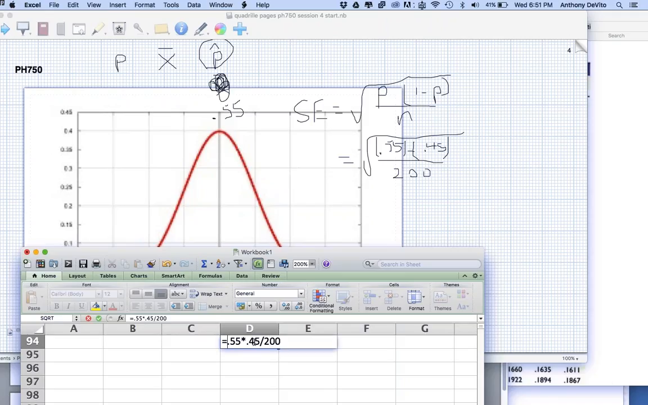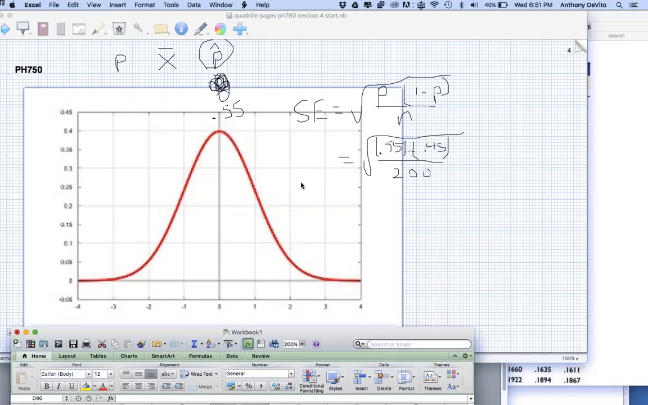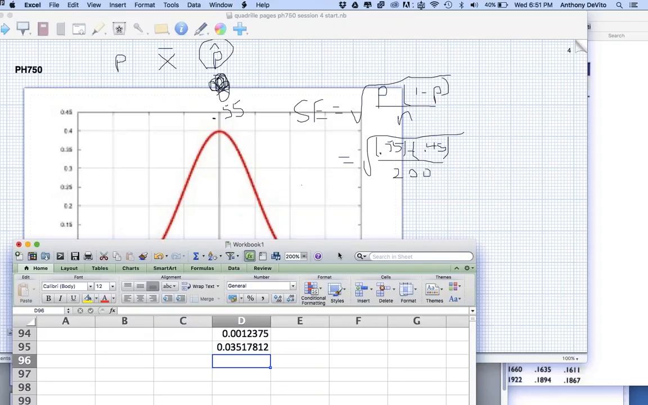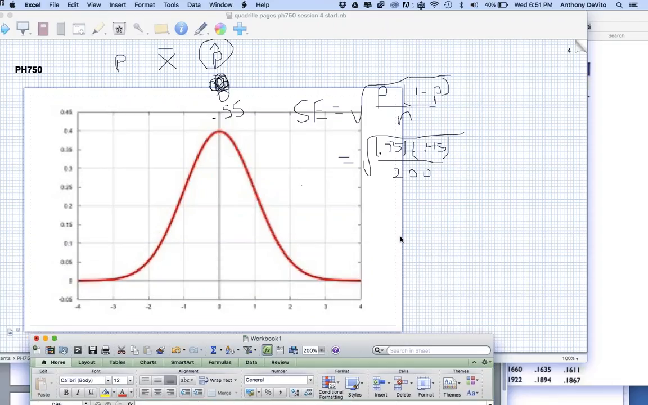So I'm just going to surround this with parentheses first, and that comes out to that value. Now I'll find the square root of that value. Do it in 2 steps. The square root of that is 0.035. So that's my standard error. That's the spread on my distribution. My standard error is equal to 0.035.